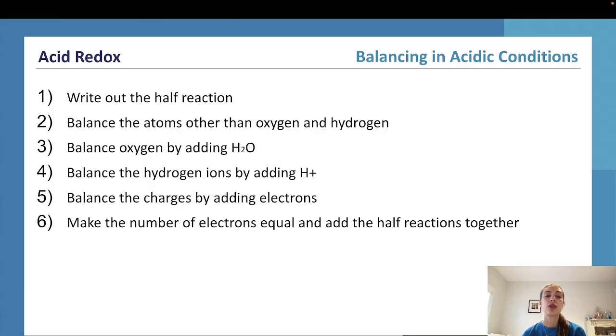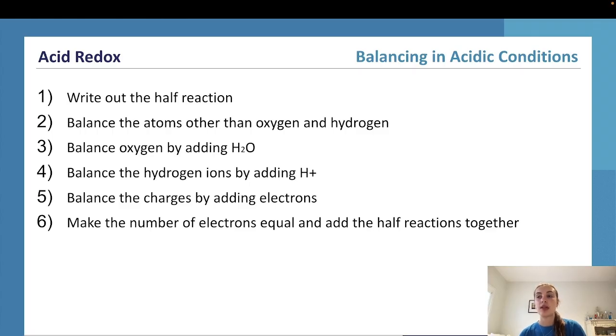The next thing you need to do, which is step 5, is balance the charges by adding electrons to each side. So that's adding just a little e- symbol, and then however many you need, whether it be 5 electrons or 4, putting it on whichever side requires more negative charge, so that each side has the same amount of charge on it. The final thing you want to do is make sure that the number of electrons are equal, and then once you've done that, you can add the half reactions together.